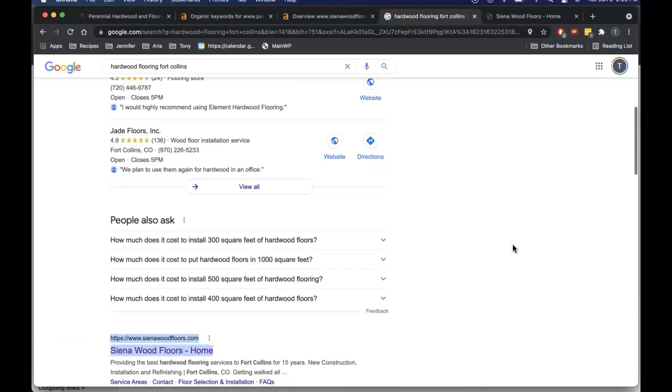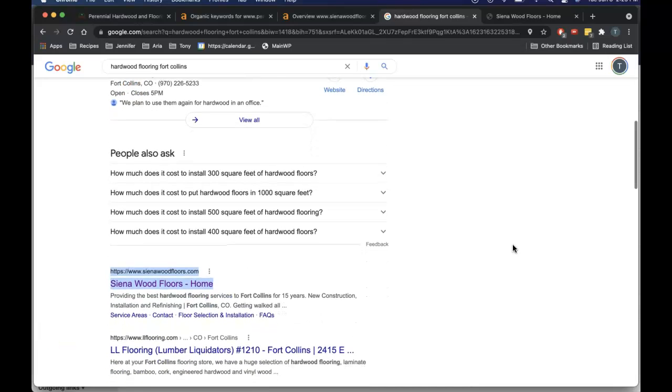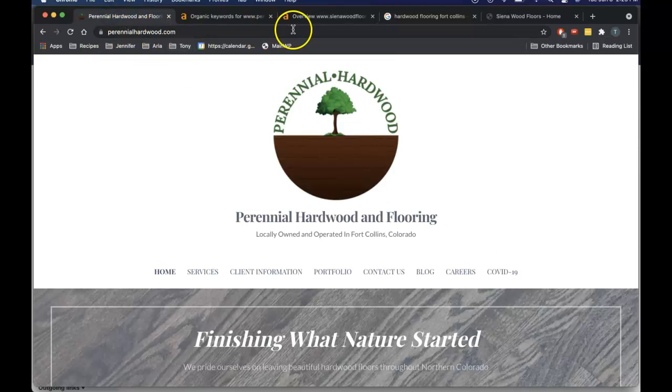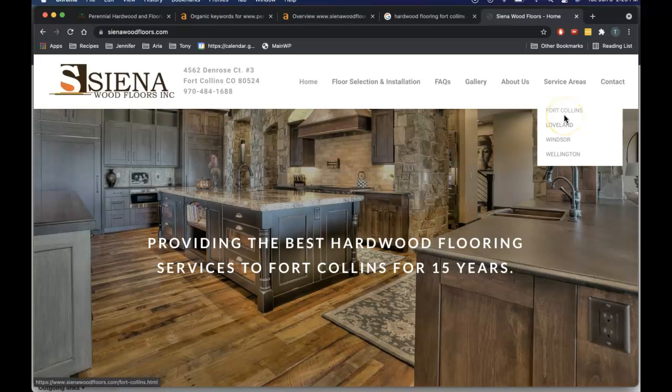So the third factor is backlinks. Backlinks are essentially a vote for your website from another website. So your website URL, perennialhardwood.com, could be out there on a hardwood floor manufacturing website or something to that effect.